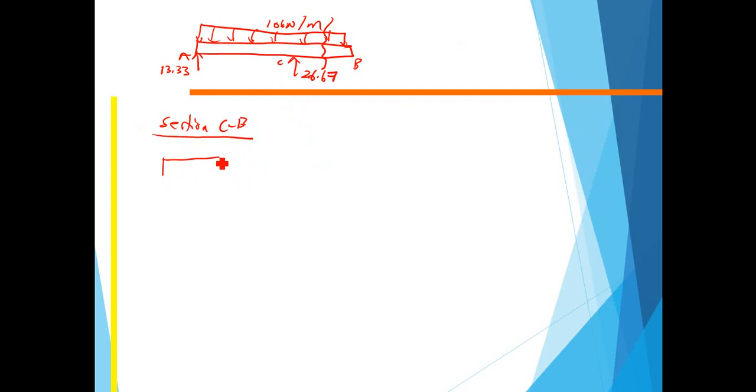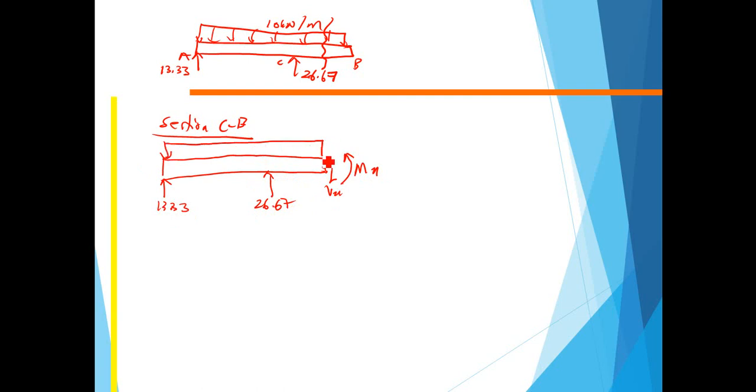So I get this one. Okay, so here is the 13.33, and here is 26.67, and then I have Vx, I have also Mx, and of course I have the distributed load. Okay, so again here will be the distance x.